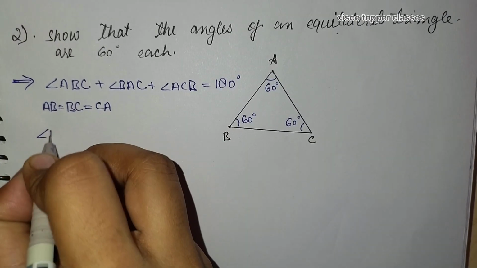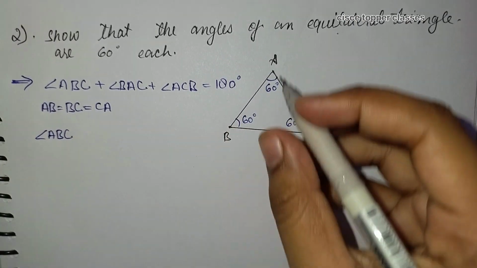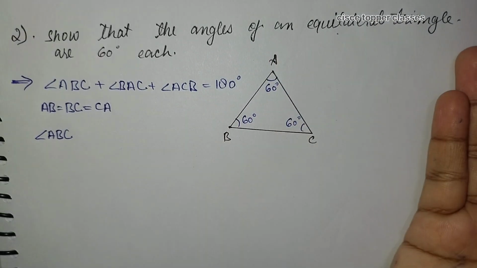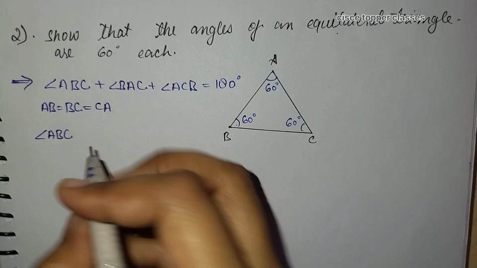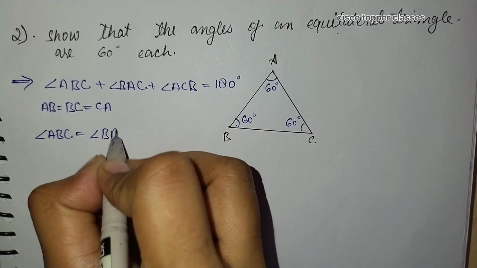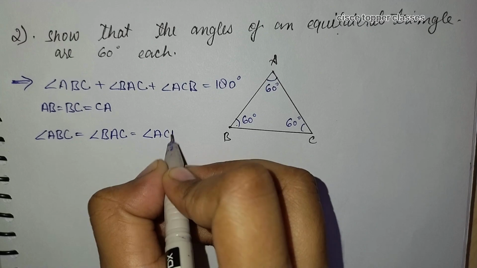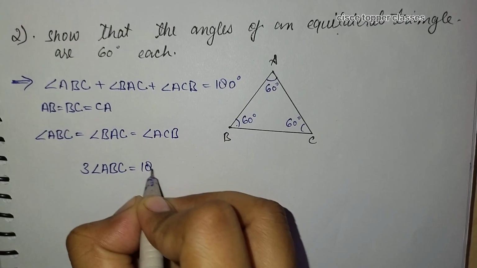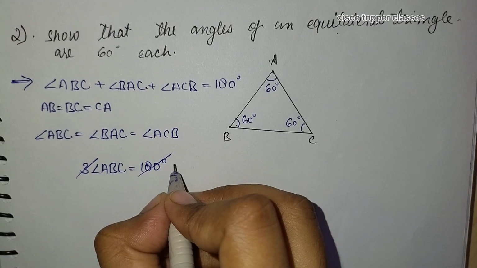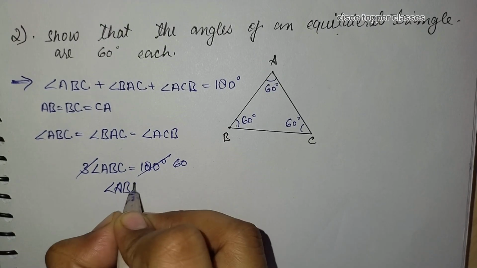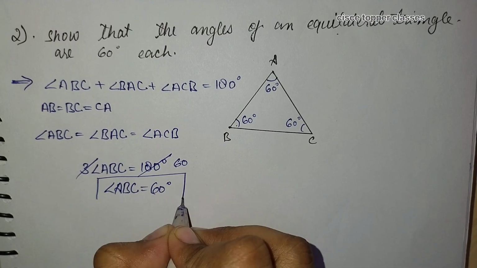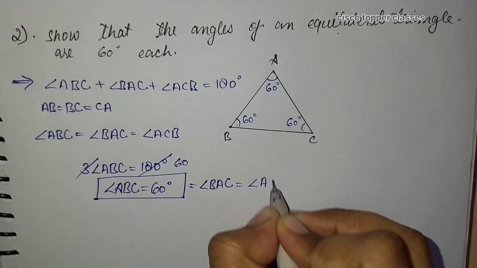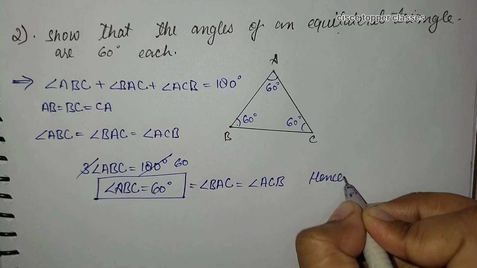So from that, we can write that angle ABC is the angle opposite to the sides, and BA and BC are equal. So we can write that this angle, this angle and this angle are equal. So angle ABC is equal to angle BAC, and this is equal to angle ACB. Now we can write 3 angle ABC equal to 180 degrees, which on cancelling we get 60. So angle ABC is equal to 60 degrees. Hence proved, angle ABC is equal to angle BAC and this is equal to angle ACB. Hence proved.